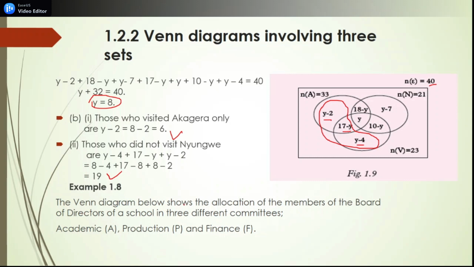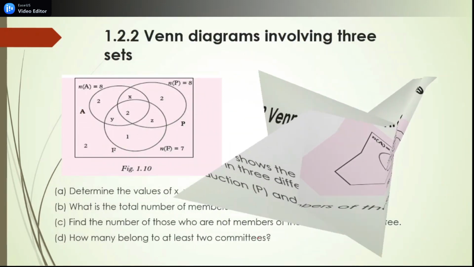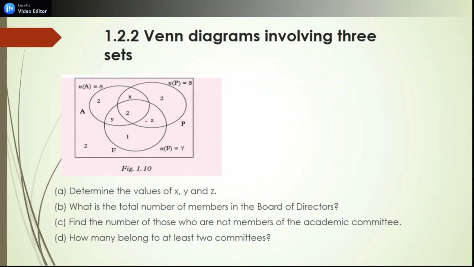We have example 1.8. The Venn diagram below shows the allocation of the members of the board of directors of a school in 3 different committees. We have academic, we have production, we have finance. This is academic, this is finance, this is production. This diagram shows the members located in all 3 sets is equal to 2. There you have x, you have 2, you have z, you have 2, and so on.